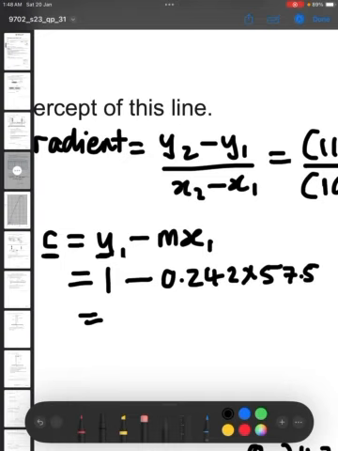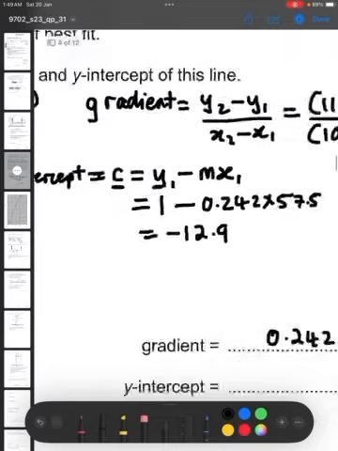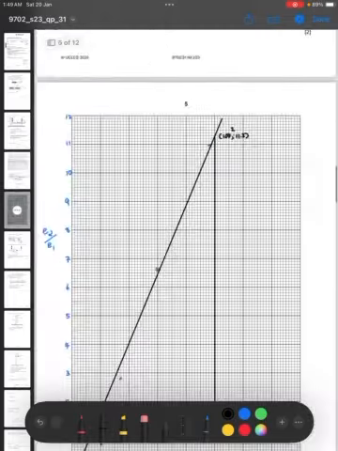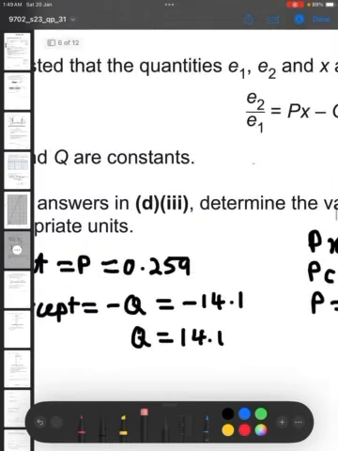So when you calculate this, you find that it gives us a y-intercept of minus 12.9. I'm just leaving it to 3 significant figures. So this part of the question is finished, and we go to the next part of the question. Do not mind what I've done, some of the things that are there. Let me erase them from my previous example.